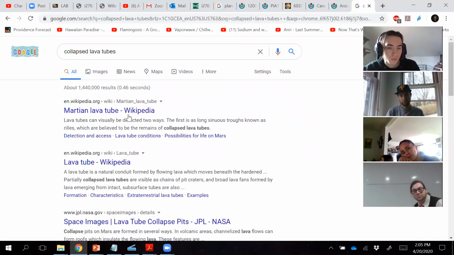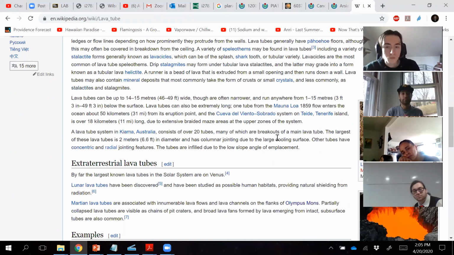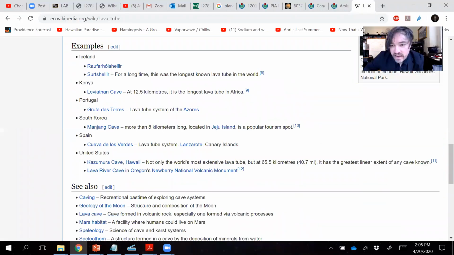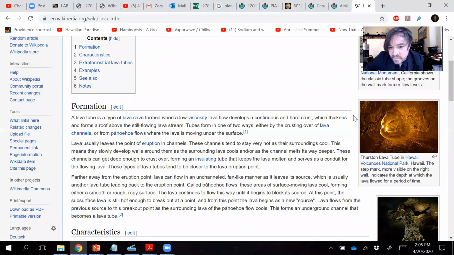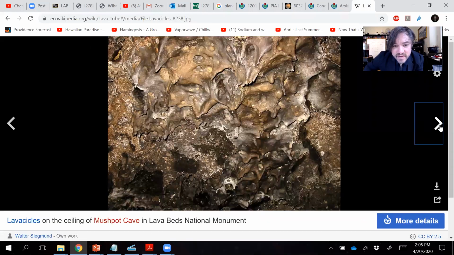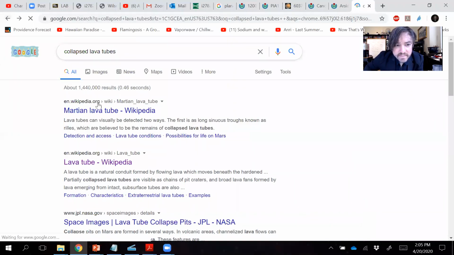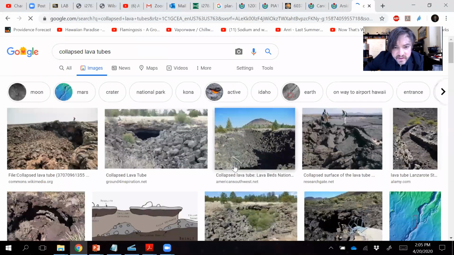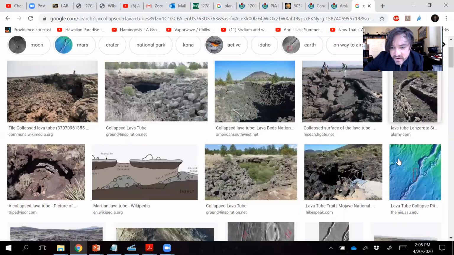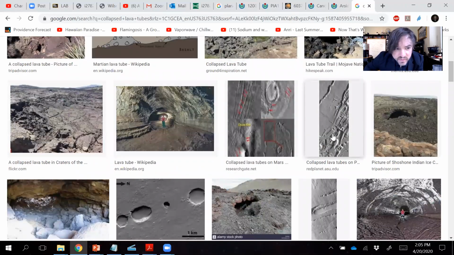You can see a Martian lava tube, or a lava tube on the surface of Mars, in a variety of different places. I was hoping they'd have a picture. Here's a lava tube in Hawaii. Look at this. This was once full of lava. Now it's excavated itself. And if too much rock sits on top of this thing, it will collapse it. And let's go back to our internet picture of collapsed lava tubes. You can see them on the surface of the moon. You can see them on Earth. This is on Mars. I was hoping to see one on the moon.